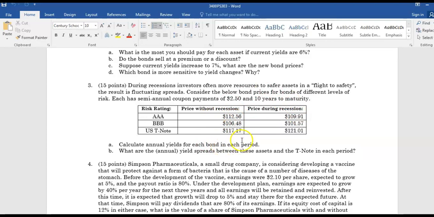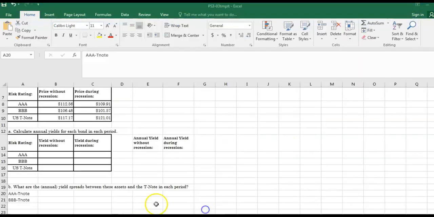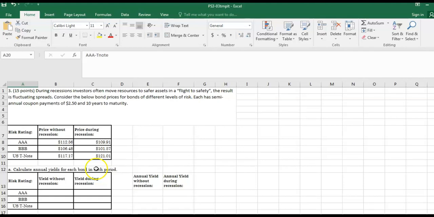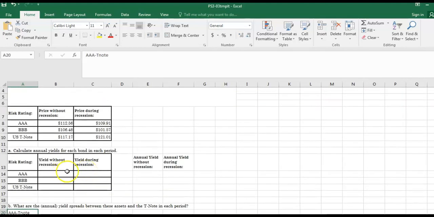And so the only piece we don't have is our interest rate, or yield, or rate calculation, as we'll see in the context of Excel. So I ask you here very specifically for annual yields for each bond in each period. That means we're going to need to do 6 calculations. All right, so going over to my Excel template, I've got all of this information put in.